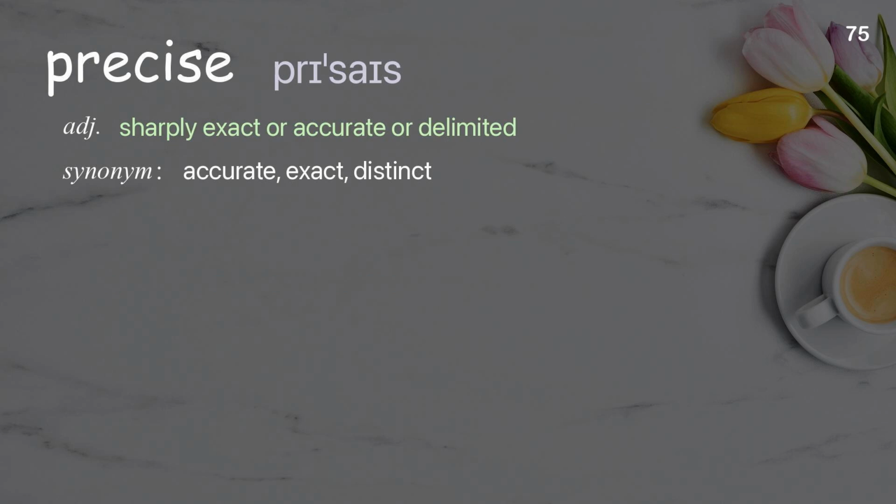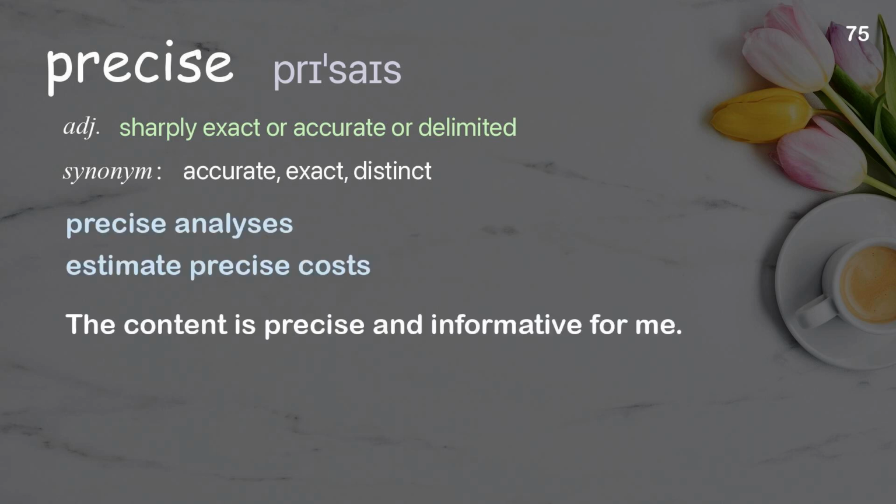Precise. Sharply exact or accurate or delimited. Examples: precise analyses. Estimate precise costs. The content is precise and informative for me.